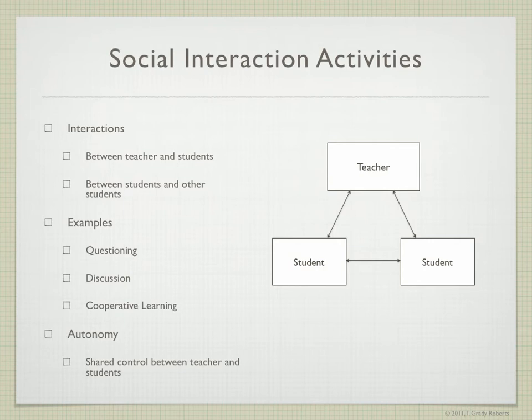The next set of learning activities are what I call social interaction activities. And if you look at the interactions of these types of activities, you notice that you have double arrows going from the teacher to the students and also from students to students. And so there's multiple interactions happening during learning activities that are considered to be social interaction activities. Some examples of these types of activities would be questioning, discussion, and cooperative learning. If we think about autonomy or control in the classroom, these activities really involve shared control between the teacher and the students.